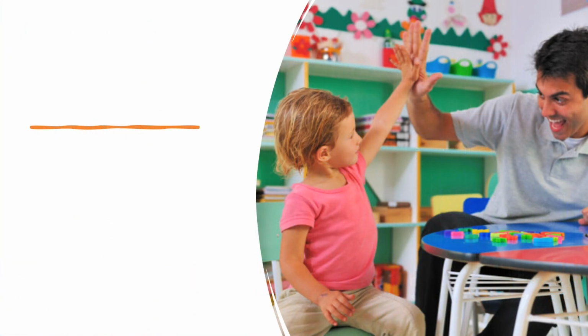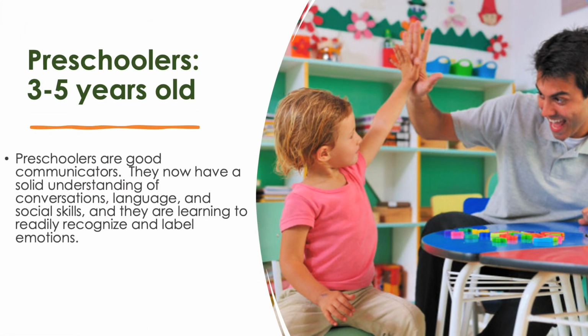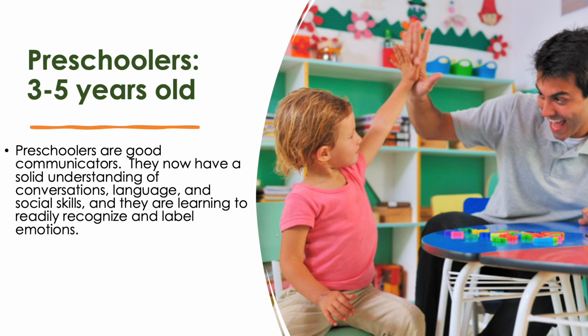During the preschool years, children are good communicators. They are now using their solid understanding of conversations, language, social skills, and emotion recognition to strengthen their bond with others to develop preferred friendships, understanding of right and wrong, ability to control and express emotions in safe ways, and use emerging reasoning skills. The safest way they can practice and hone these skills is through secure, nurturing relationships with adults who they love and trust.